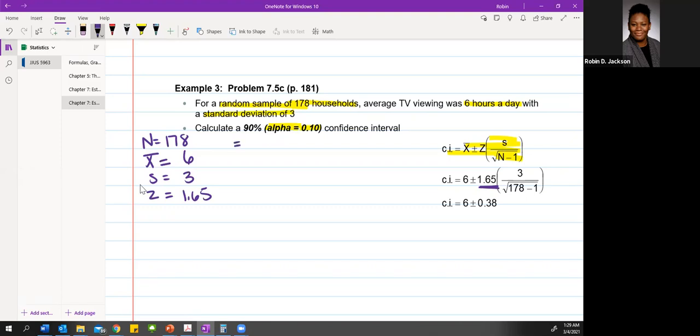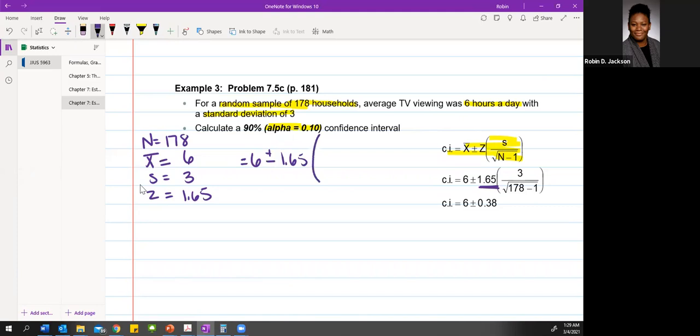Okay, so this one is going to be equal. We know that our sample mean is 6. So 6, actually, I want to start this down a little. Okay, so we know that our sample mean is equal to 6. So plus or minus, we know that our Z is 1.65.